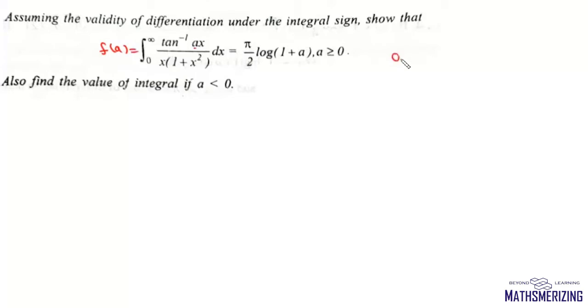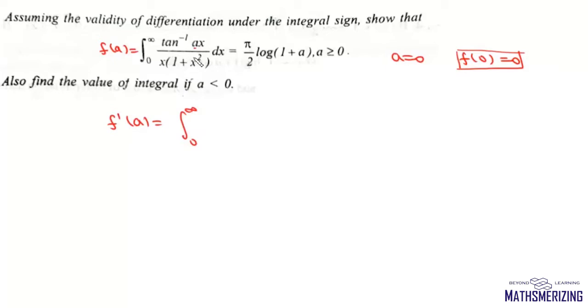Now if we put a as 0, then here it will be 0. We can say that the value of f(0) is 0. So we have this initial condition that when the value of a is 0, the value of the function is also 0. Now we'll differentiate this function. We'll find f dash a and it will be equal to this integral from 0 to infinite.